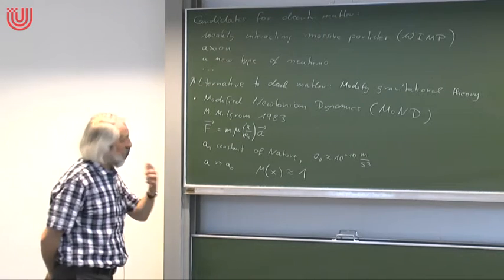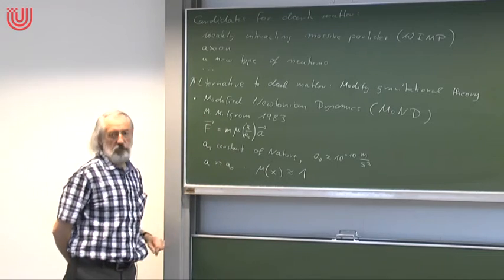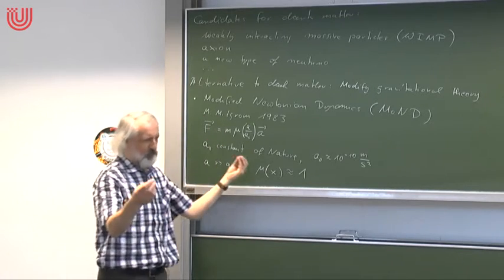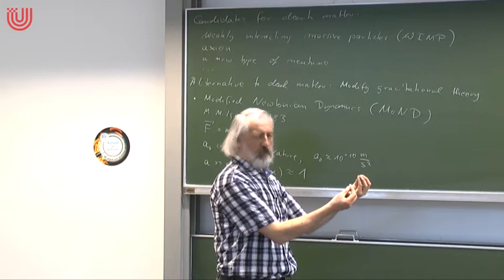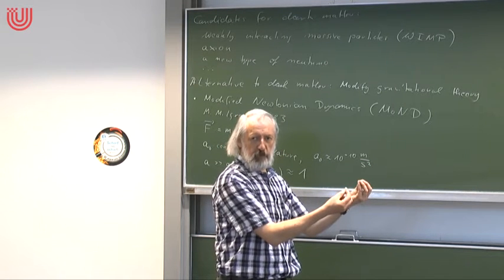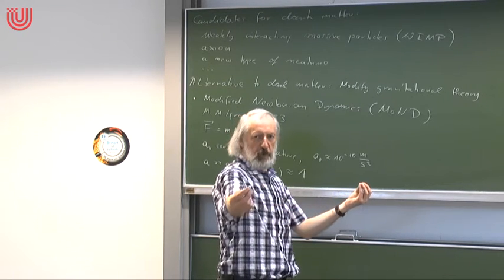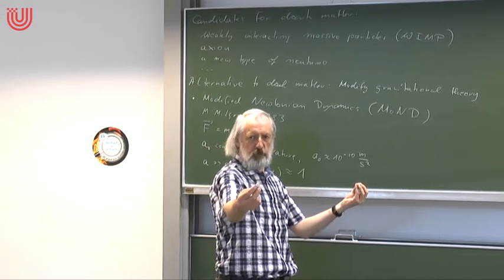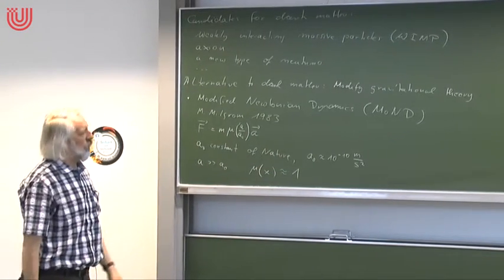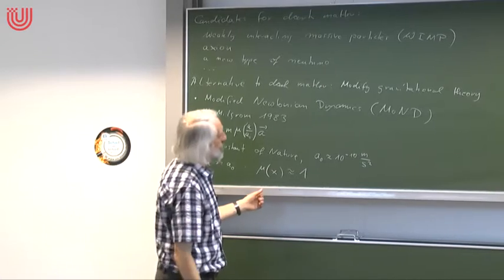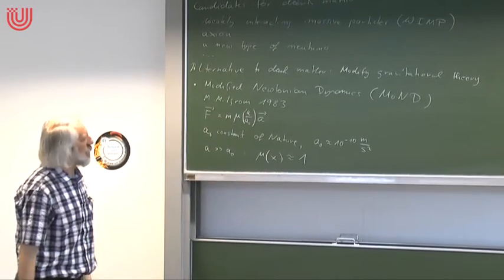But if the acceleration becomes small, if it comes in the order of a naught, then we could modify the law. And that's what you would have to do in order to explain the rotation curves. If you are close to the center, then the acceleration is fairly big, and everything is fine: the observation can be explained with the visible matter. But if you are far away, where the acceleration is small, then we have to modify the law. So that's the reason why he modified the equation of motion for small accelerations.